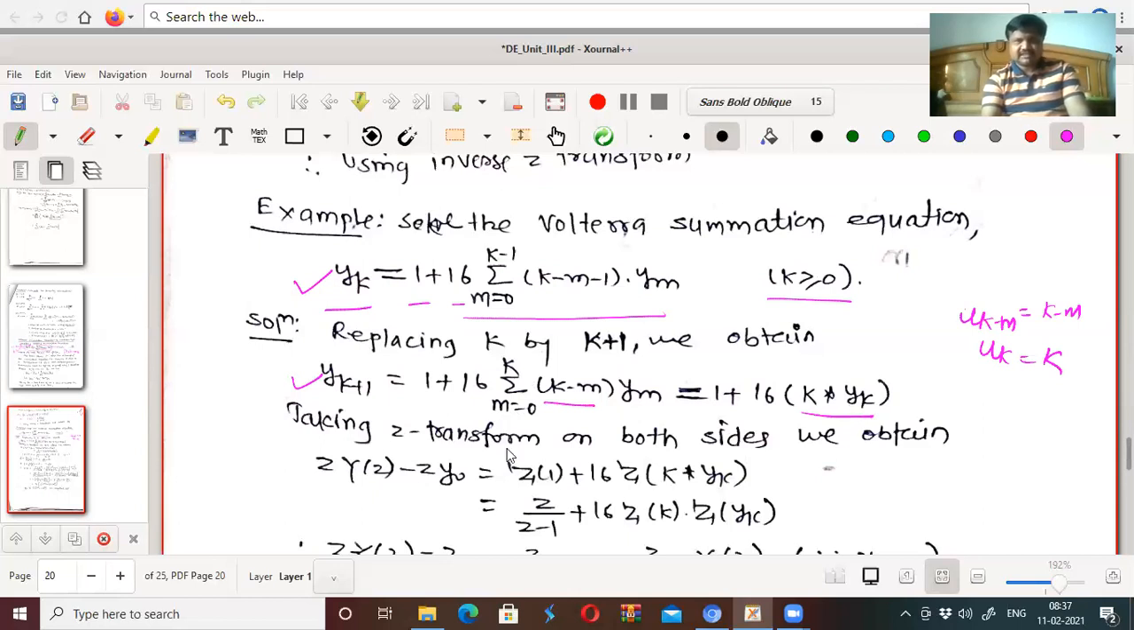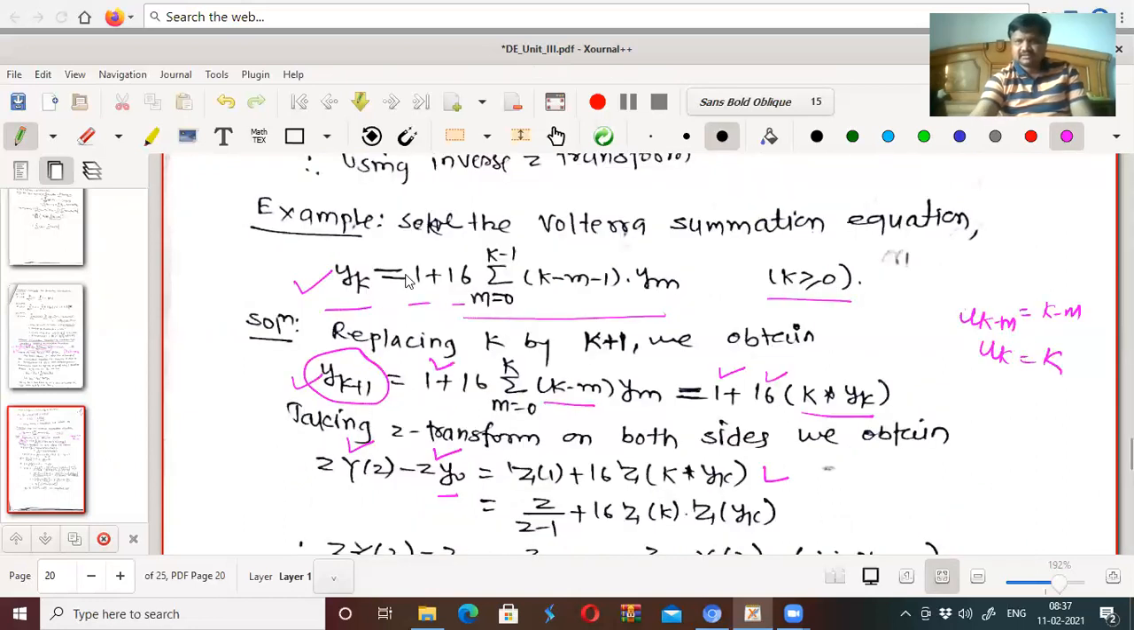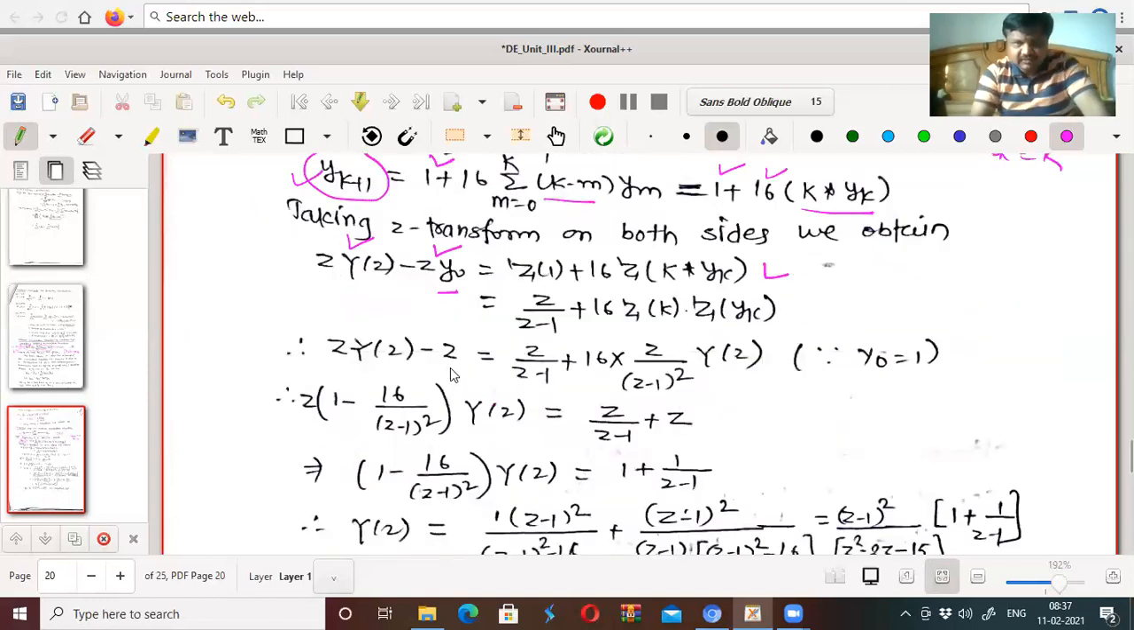Okay. Now taking the z transform on both sides, we obtain the z transform of y k plus 1, which is z into z transform of y k minus z into y 0, equal to the z transform of 1 plus 16 times the z transform of k star y k. Now the left hand side becomes z into Y of z minus y 0, which is 1 by putting k equal to 0 in this case, so minus z, equal to the z transform of 1, which is z upon z minus 1, plus 16 into, we know the convolution theorem, the z transform of the convolution of two functions is equal to the z transform of the first into the z transform of the second.